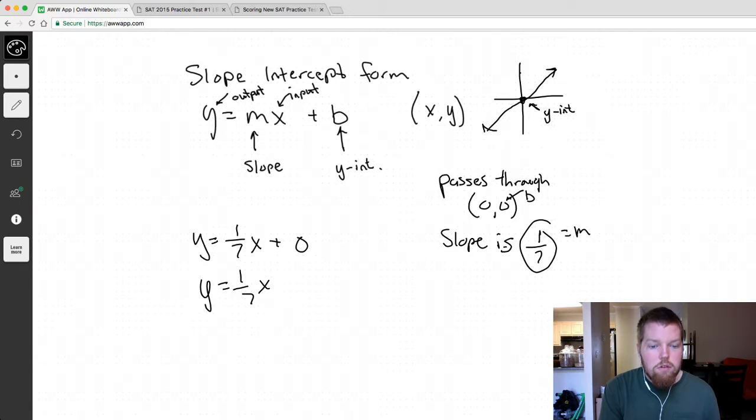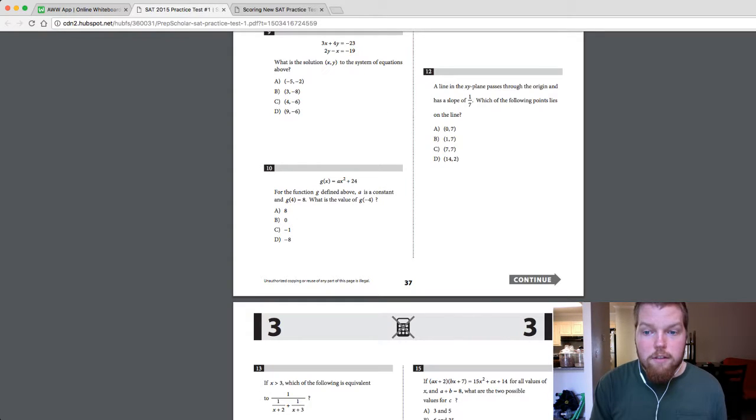So now we can either make an xy table to get some points, or we can just use the options A, B, C, and D and just go through those and check those. And I think we should just go through A, B, C, D because that's going to be faster. Which of the following points lies on the line? 0, 7. We know that that is not true because the y-intercept is at 0, 0. 1, 7 is not going to be true because if we plug in this, let's plug this point in.